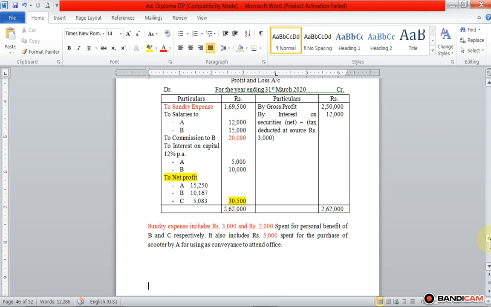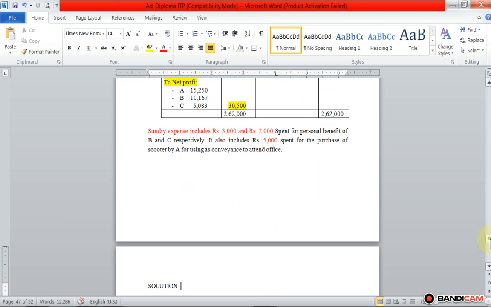टोटल आहे 2,62,500. प्रॉफिट आहे 30,500. ॲडजस्टमेंट दिलेली आहे: सन्ड्री एक्सपेन्सेस इन्क्ल्यूड्स, म्हणजे सन्ड्री एक्सपेन्सेसमध्ये 3,000 आणि 2,000 इन्क्ल्यूड आहेत. कशाचे तर बी आणि सीनं पर्सनल बेनिफिटसाठी ते खर्च केलेले आहेत. पर्सनल बेनिफिटसाठी खर्च केले असतील तर ते डिसअलाउड राहतील. हे तुमच्या लक्षात राहिलं पाहिजे, म्हणजे ते होणार डिसअलाउड.